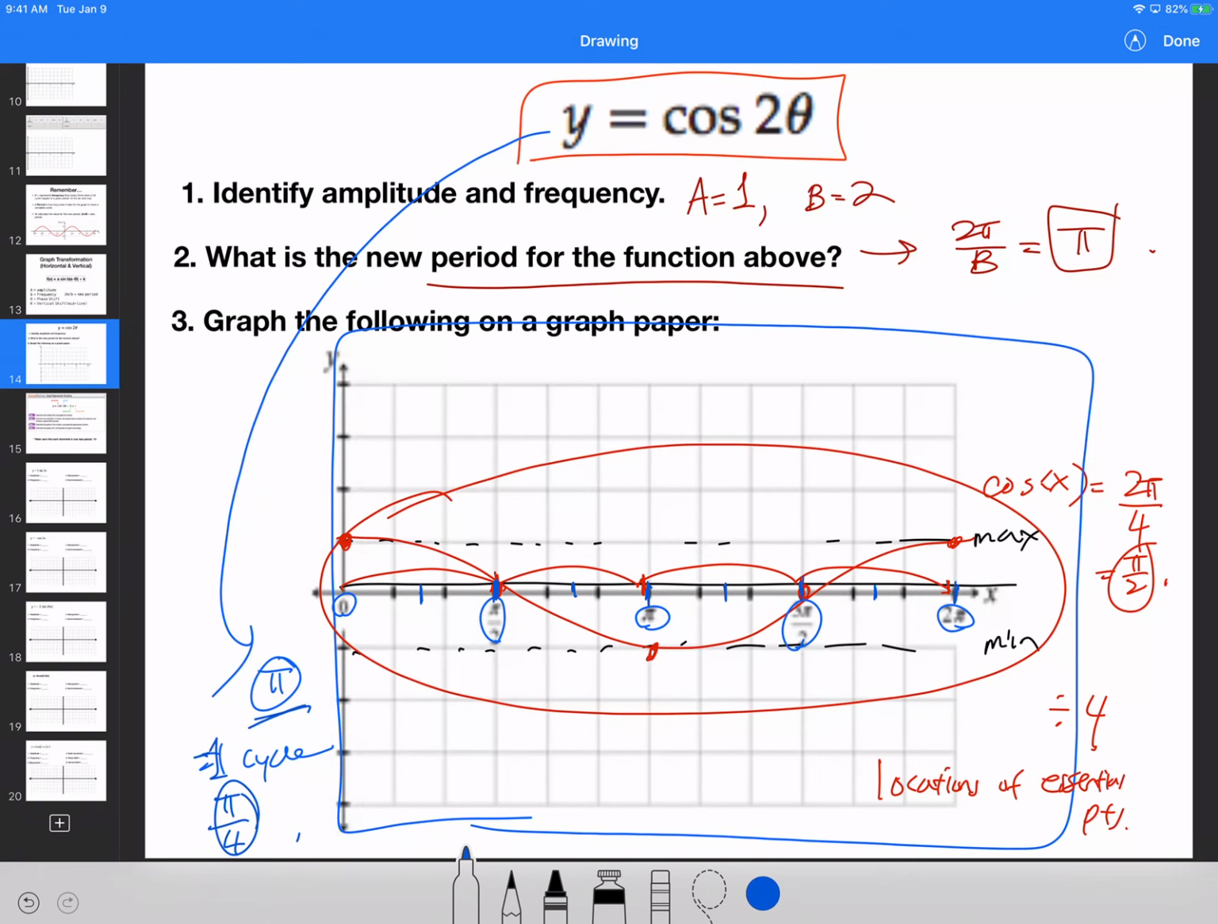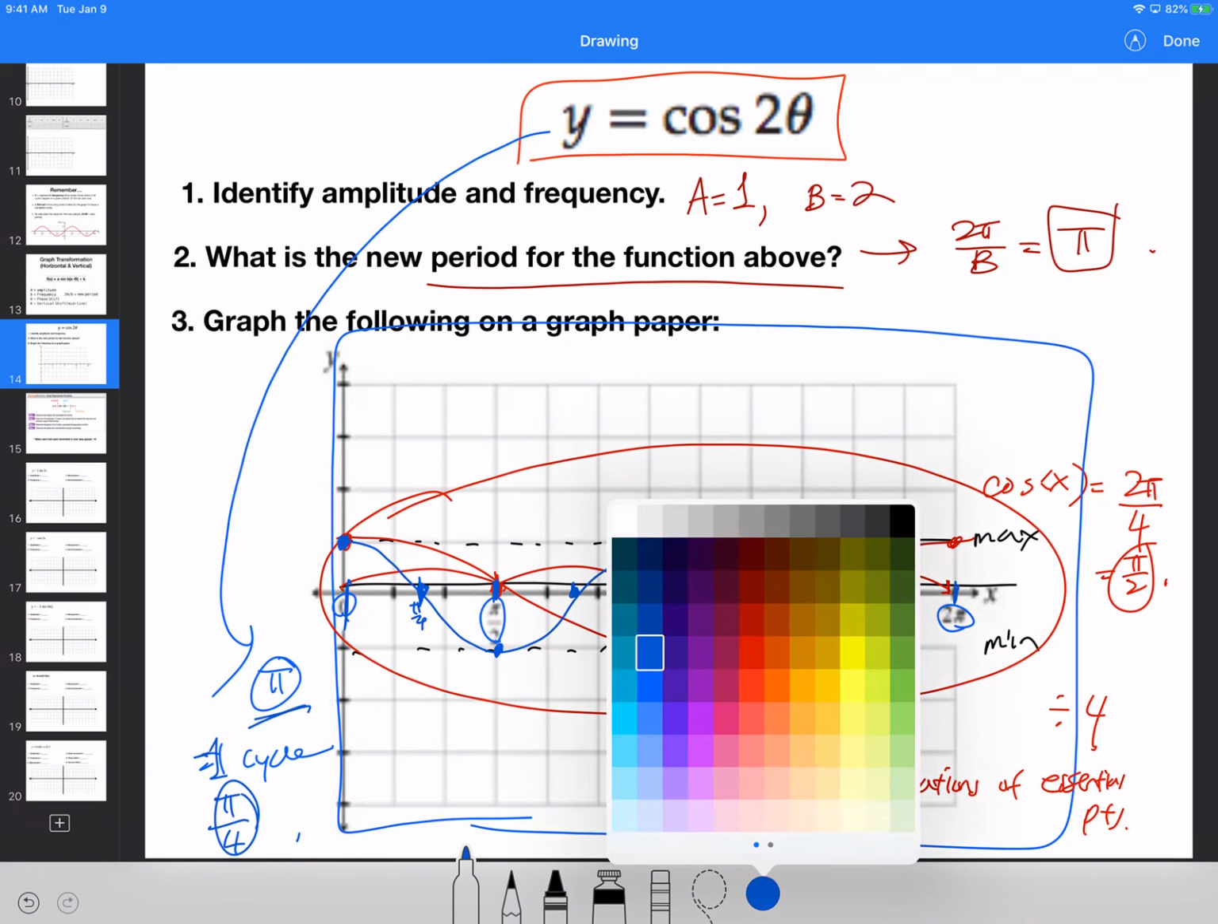And it's going to alternate among those values. So at 0, I'm going to start at 1, that's for sure. But down here at pi over 4, I'm going to go to my mid. Then I go to min, mid, and then max. And you can see how a full cycle already happened from 0 to pi.